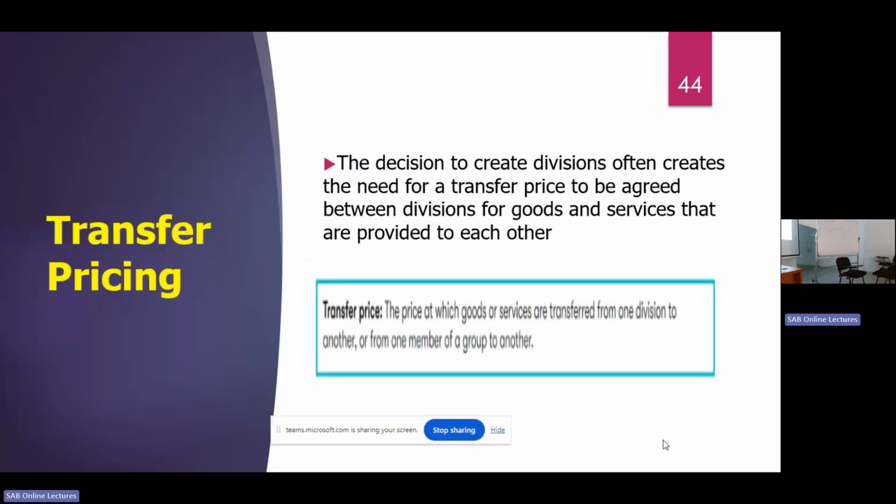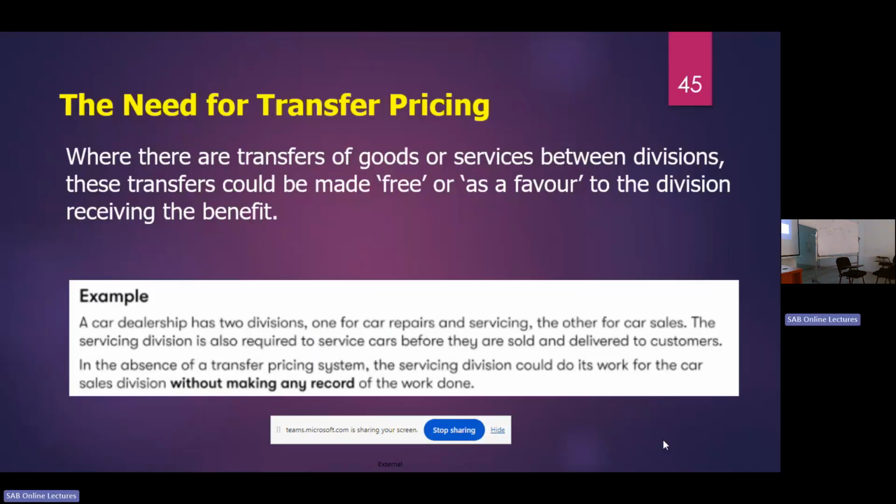That can happen in a multinational company, from one country to another country, or from one factory to another factory. So the decision to create divisions often creates the need for a transfer price agreed between the divisions for goods and services. Where goods and services are transferred between divisions, those transfers could be made free, as a favor to the division receiving the benefit.